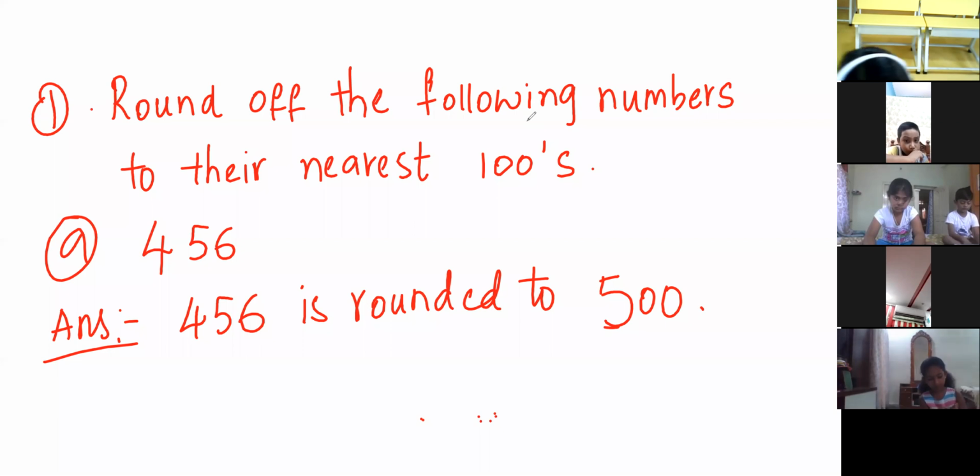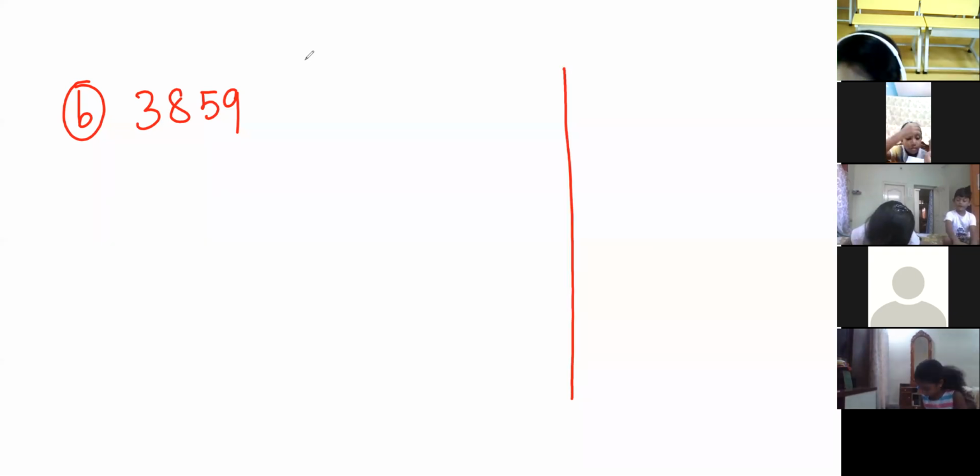The number is 3859. B bit: 3859. Let us round off this number to its nearest 100 again. Let us see the explanation part, the simplification part, in the rough side. Let me explain you people. The number is what?